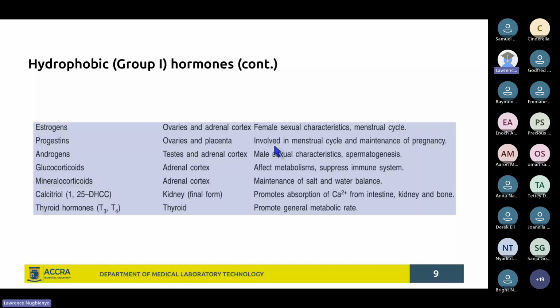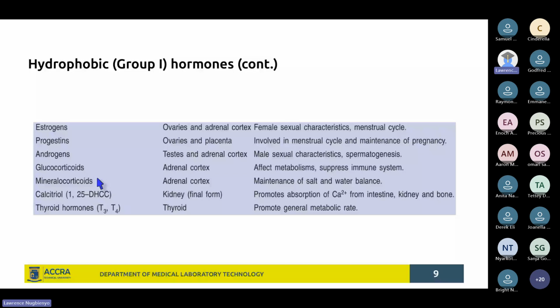These androgens are also secreted from the testes and the adrenal cortex at the anterior position of the kidneys, responsible for male sexual characteristics and regulating the process of spermatogenesis. And you have glucocorticoids and mineralocorticoids. These are secreted also from the adrenal cortex, from the adrenal gland, which is on the kidneys.